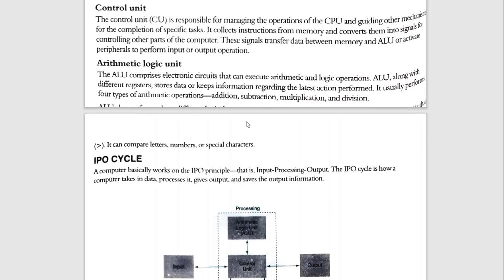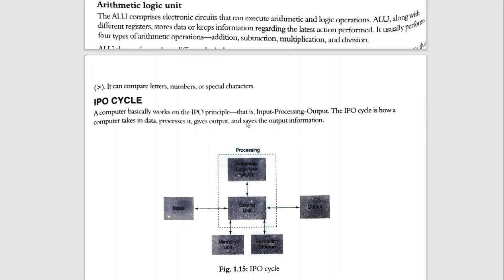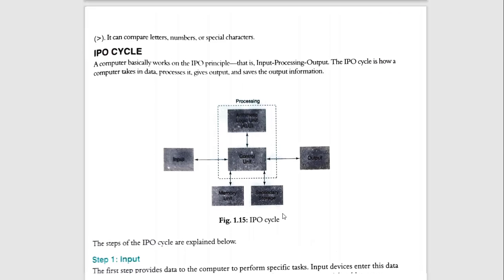We have the control unit after that. The control unit is responsible, children, for managing the operations of the CPU. So it's kind of a helping hand for the CPU, guiding other mechanisms for completion of the specific task. We have then the arithmetic logic unit, which we call ALU. As the name indicates, it helps in performing addition, subtraction, multiplication, and division. You can even compare numbers, like less than, greater than, and so on.